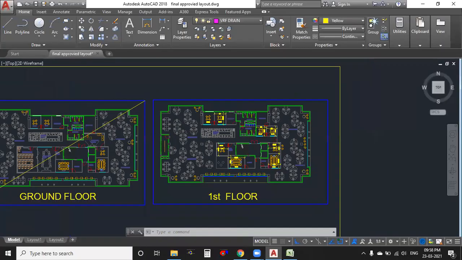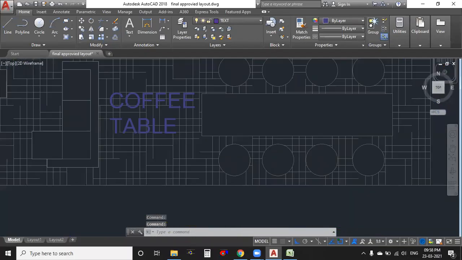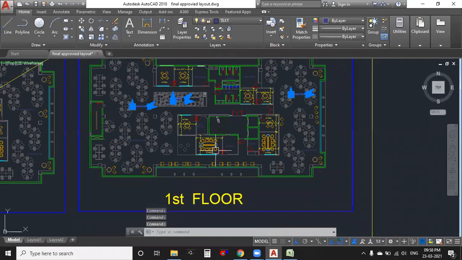Remaining we have workstation 1, workstation 2, and here we have the coffee table. Then here we have the corridor. Those, tomorrow.